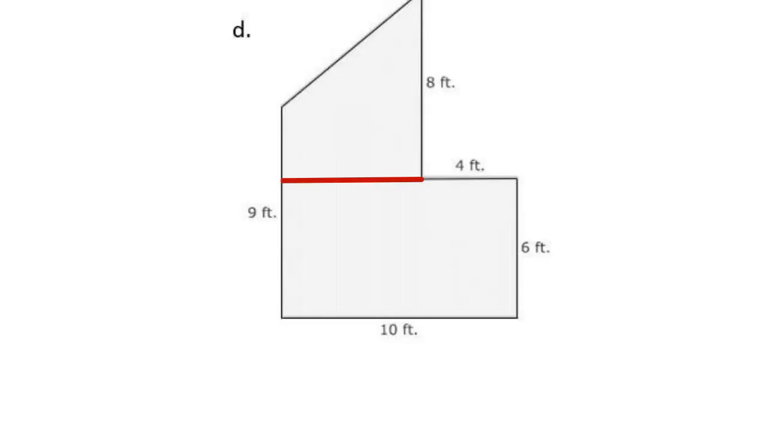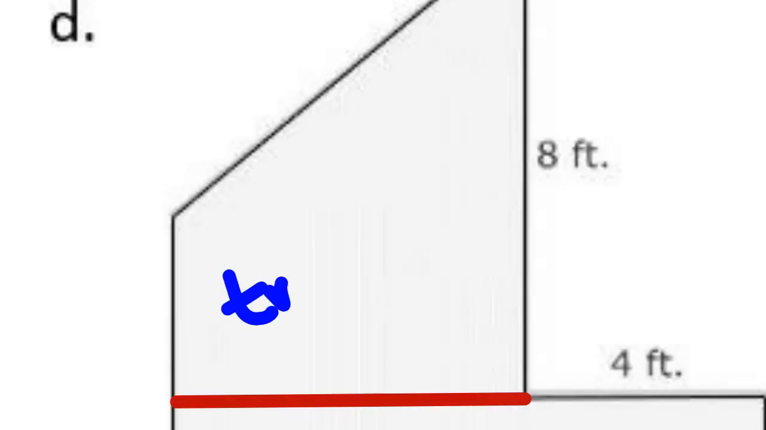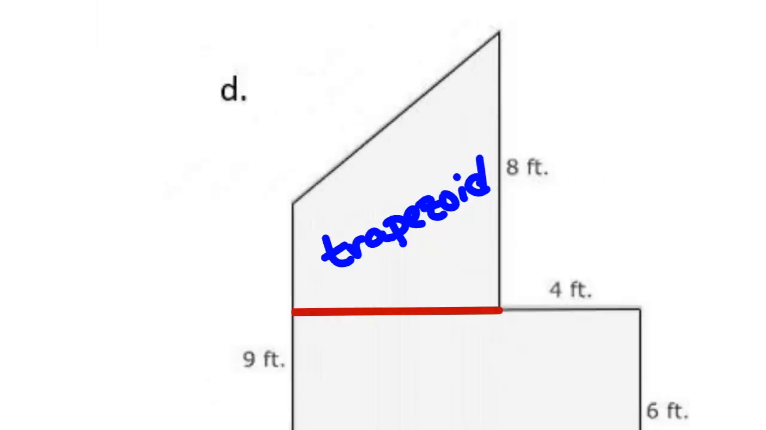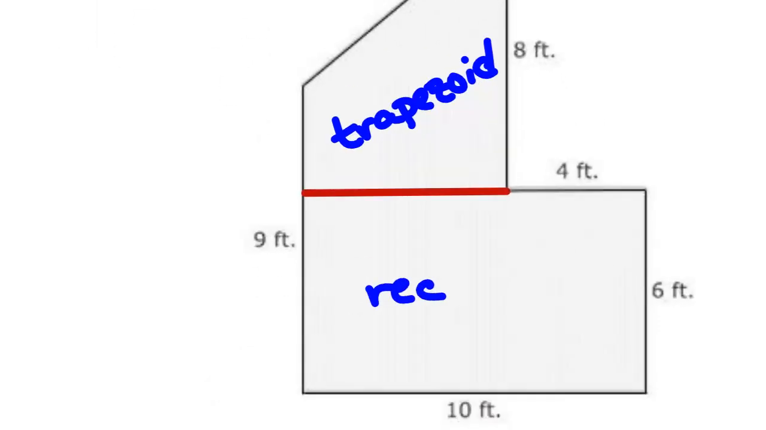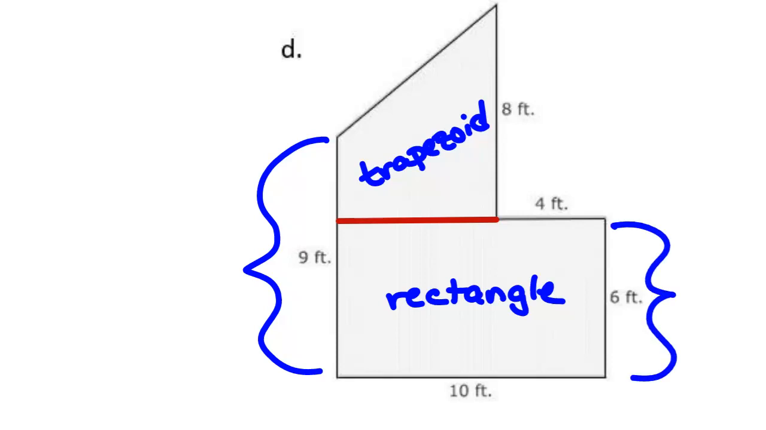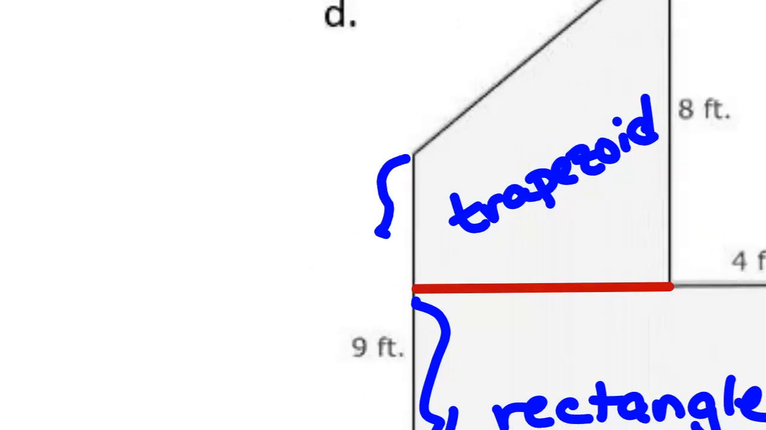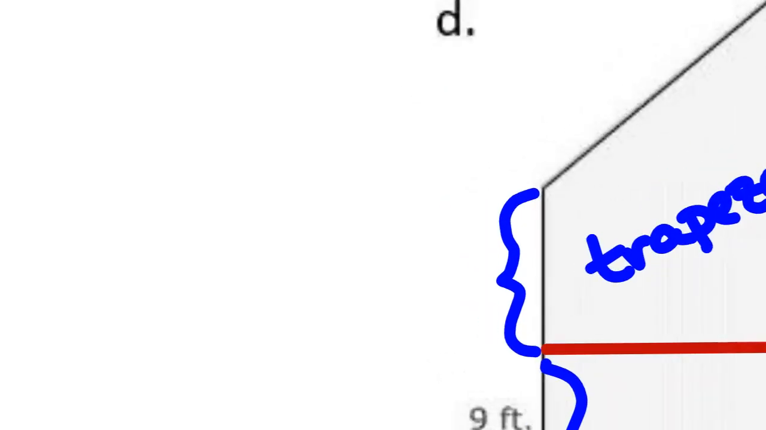So what shape do I have up on top then? Trapezoid. And on the bottom we have a rectangle. I know this entire side of the figure is 9 feet, but I know that this side of the rectangle is 6 feet. So I know this right here would be 6 feet. So how big is this? 3 feet.